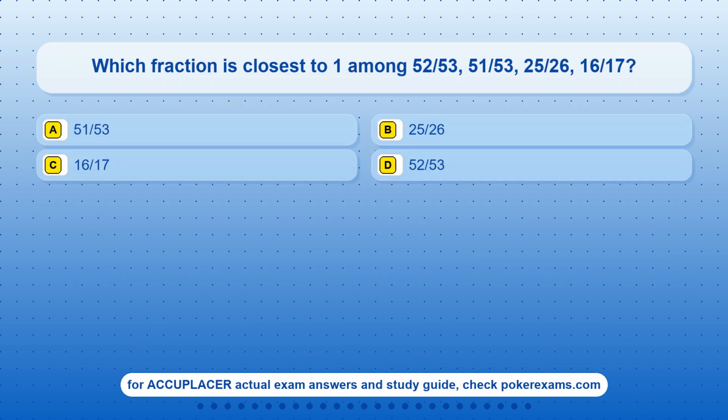Question 24. Which fraction is closest to 1 among 52/53, 51/53, 25/26, 16/17? Option A, 51/53. Option B, 25/26. Option C, 16/17. Option D, 52/53.